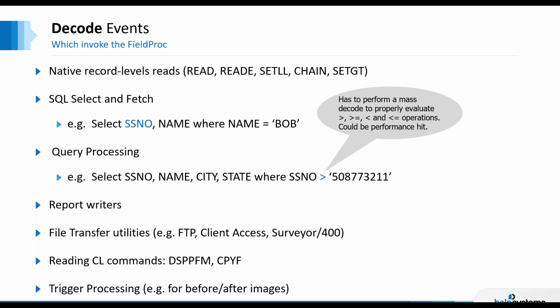Other decode events are listed here. That includes FTP, display physical file member, and again, even if there is trigger processing, it will also invoke the field procedure.